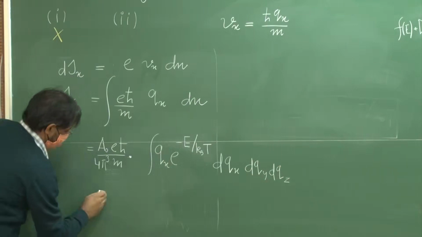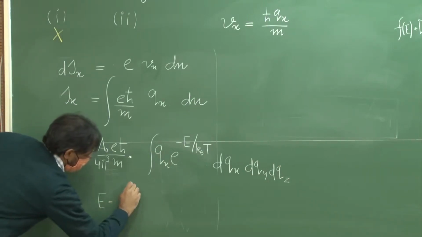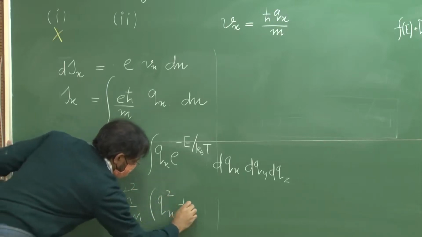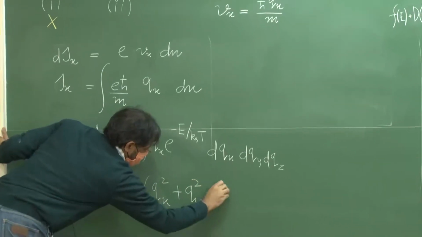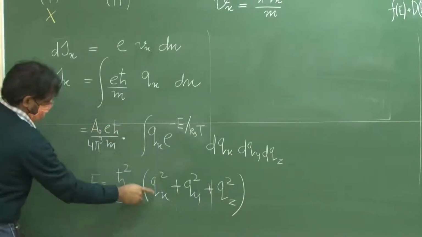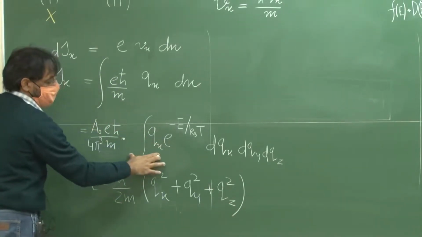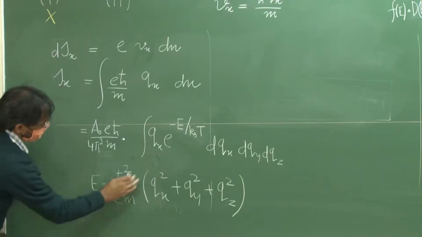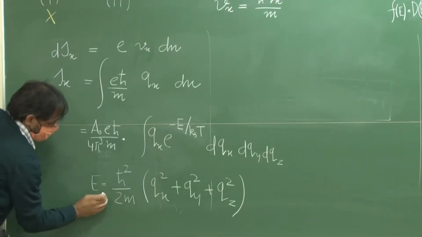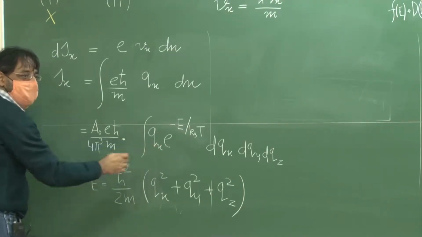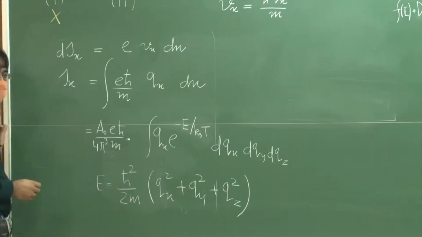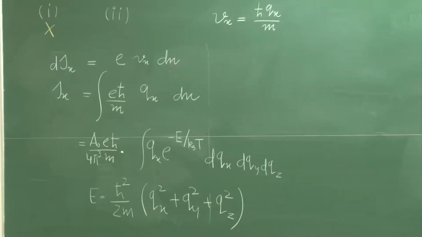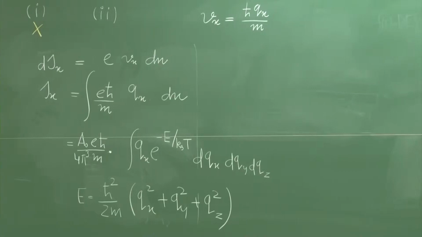Now you can write E as h bar square by 2m times q square, which will be qx square plus qy square plus qz square. So you can plug that in over here, right? And then you can split this integral into 3 product integrals, because you are going to take the exponential of this. So then you can write it as e to the power qx square times e to the power qy square times e to the power qz square, modulo this factor in front, right? So if you do that, you will get 3 integrals and you integrate them and you will get the answer.